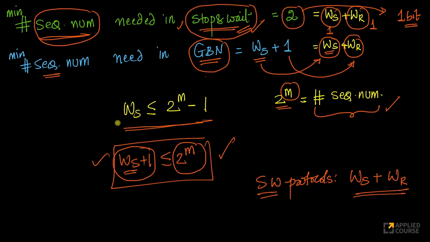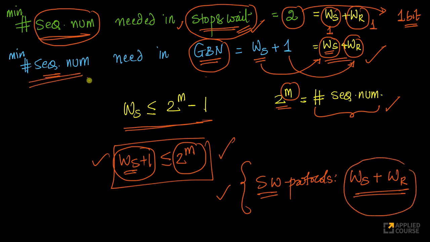Again, we'll learn of one more algorithm a little later, and for that also we'll see the same structure. You can interpret stop and wait as a sliding window protocol, GBN is a sliding window protocol, and selective repeat is another algorithm that we'll learn of in the next video. For all three of them, the minimum number of sequence numbers you have is ws plus wr, which is the width of the sender window plus the width of the receiver window. Very simple concept here.